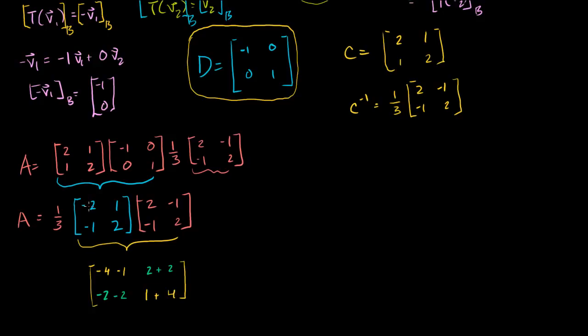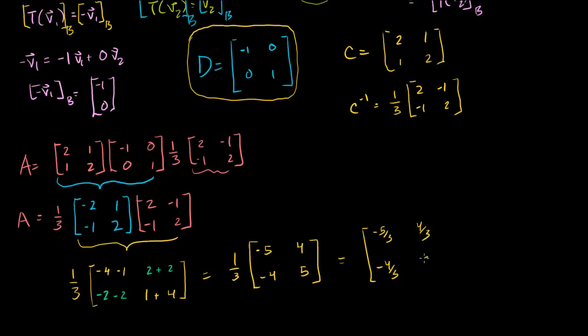Let me make sure I did that right. -2 times 2 is -4. 1 times -1, yeah, I think I got it. And of course, we have a 1/3 out front. So this is going to be equal to 1/3 times the matrix -4 minus 1 is -5, 4, -4, and 5. Or it is equal to -5/3, 4/3, -4/3, and 5/3. That is our transformation matrix A with respect to the standard basis.